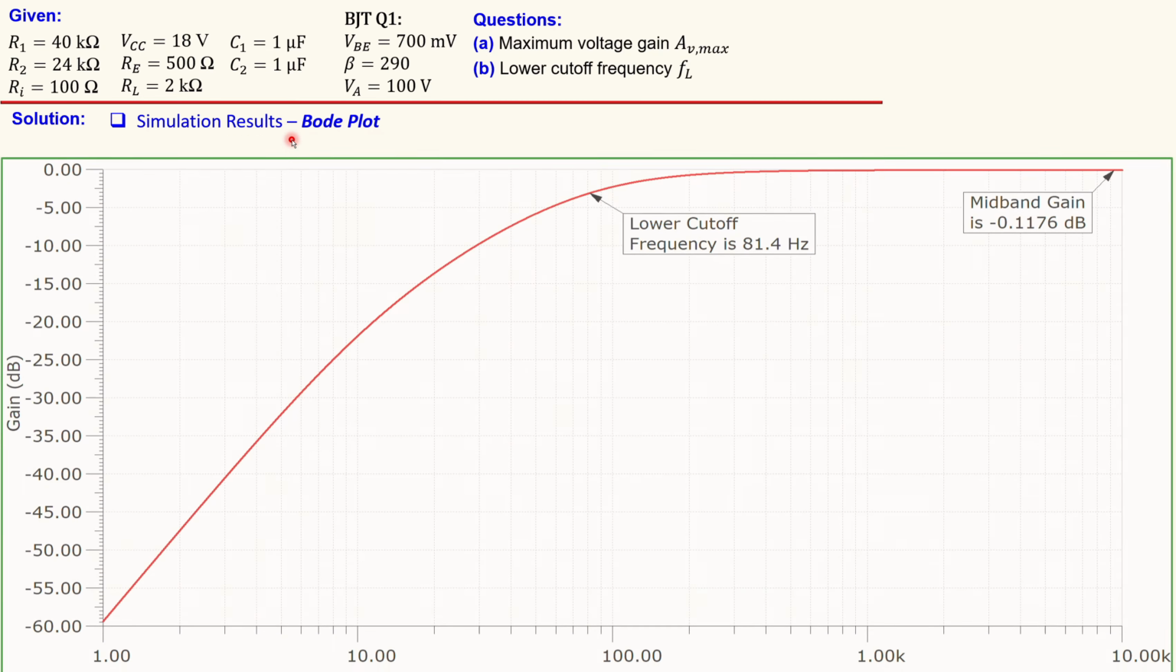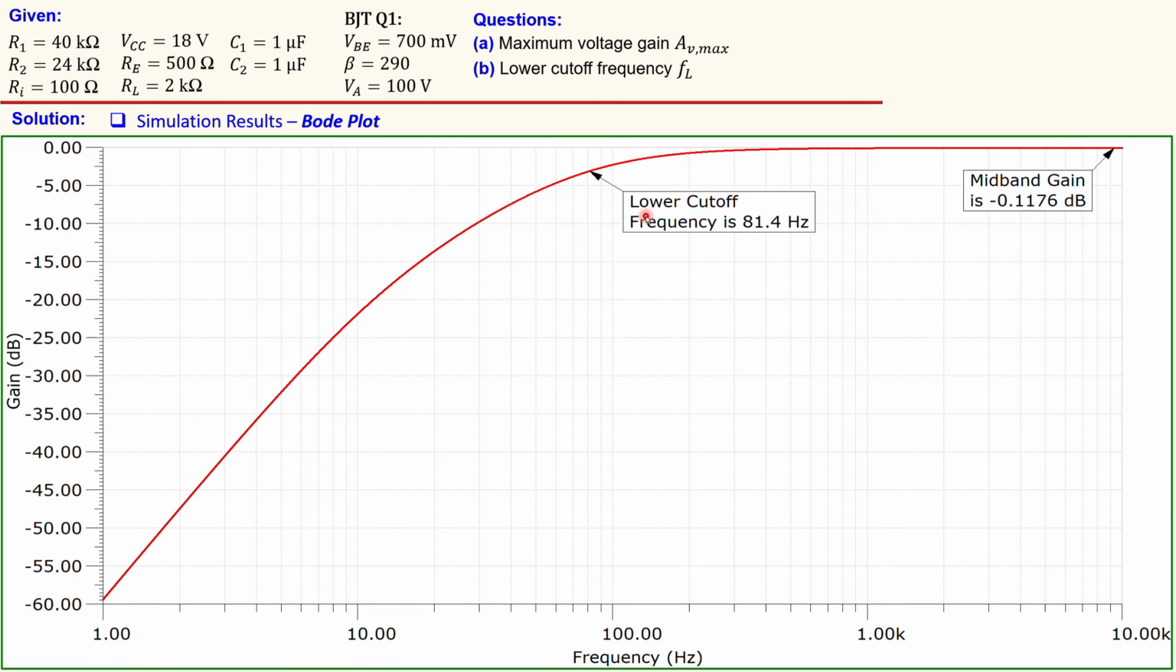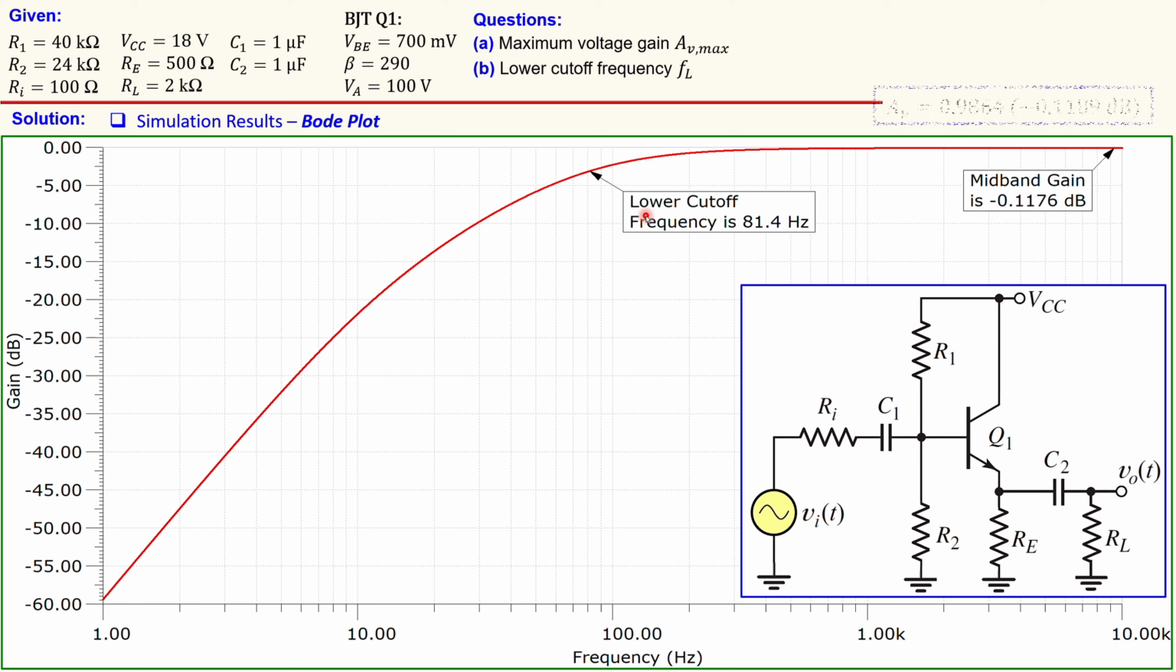All right, let's now look at one of the important results from the simulation, which is the Bode plot, where you see the gain and the lower cutoff frequency. So this is the circuit, and the gain we have determined in the calculation was 0.9864, which in dBs, of course, is minus 0.1189 dBs, and we have here minus 0.1176 dBs. So it's very close, so we can say this is a perfect result.